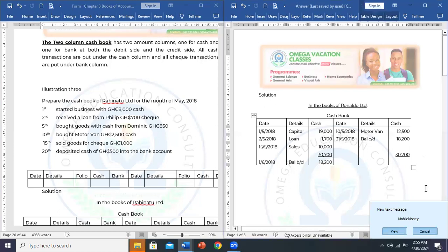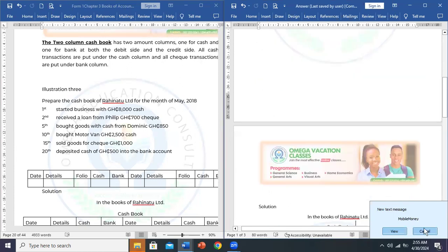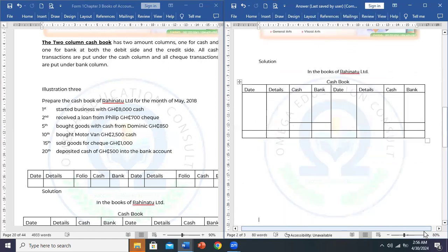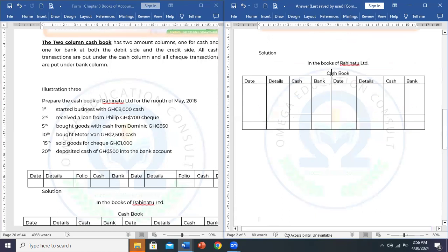So in that case, let's prepare it. Let me move to my solution. In the books of Rahina 2, this is the cash book. So date, details, cash column and bank column. To show that you really are on top of issues, you don't necessarily need to attach the single column or 2 column to it. Just write the cash book. The format will tell us what type of cash book we are preparing. Okay, so let's dig in.